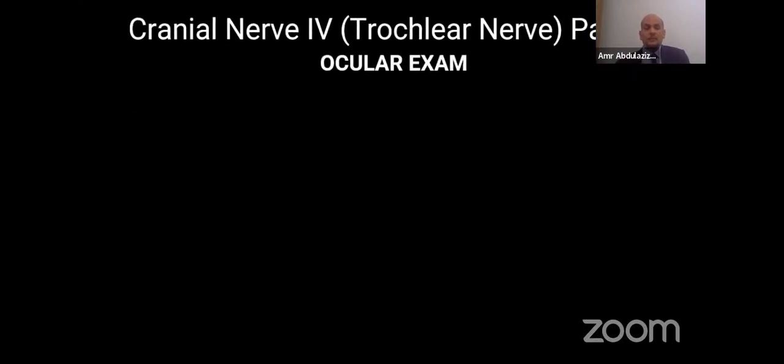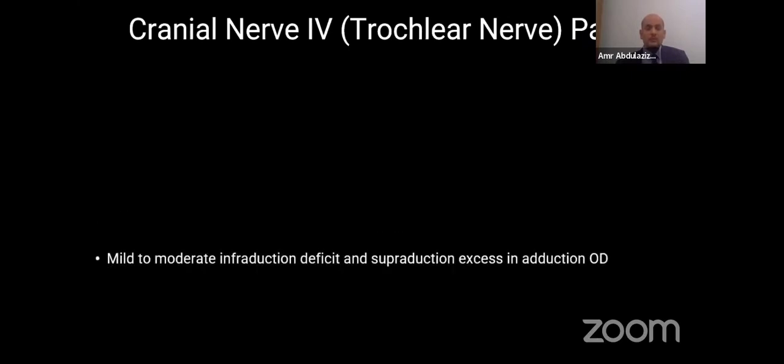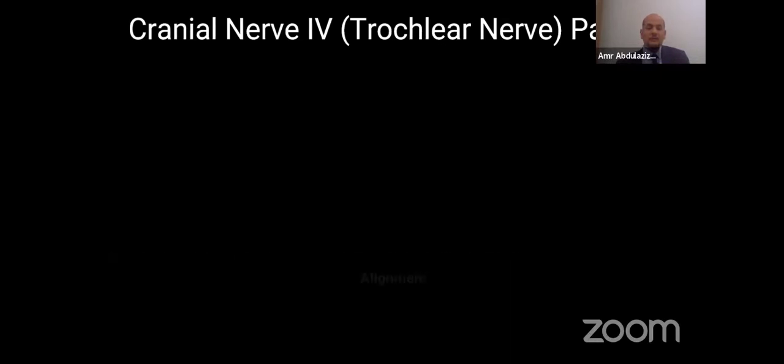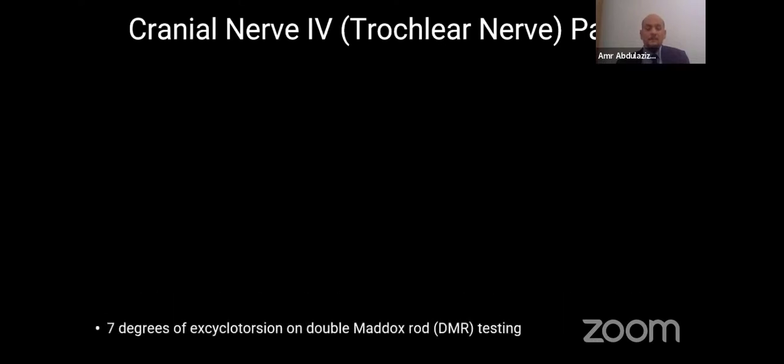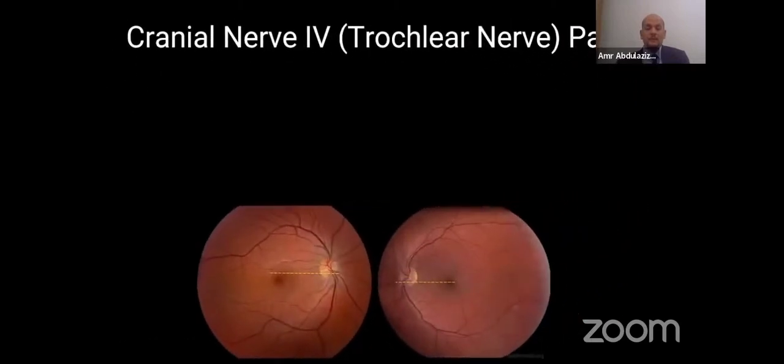Coming to the examination of this patient, visual acuity was normal, and pupils were also normal. Confrontation visual field was full. There was mild to moderate infraduction deficit and supraduction excess in adduction of the right eye, which is a sign of inferior oblique overaction and superior oblique underaction in the right eye. Alignment: the patient had 30 prism diopters of right hypertropia that increased on left gaze and increased on right head tilt. There were 7 degrees of excyclotorsion on double Maddox rod. Slit lamp examination was okay. Fundus examination showed right eye extorsion.